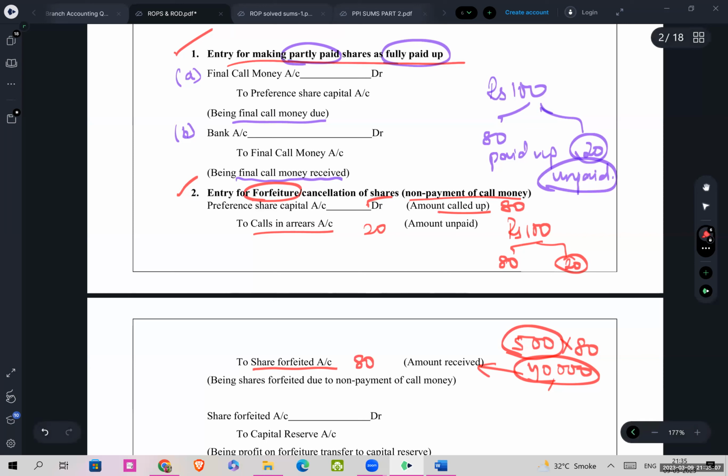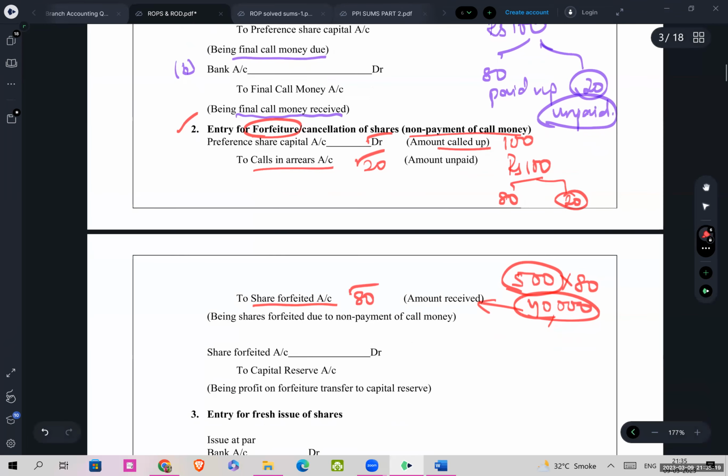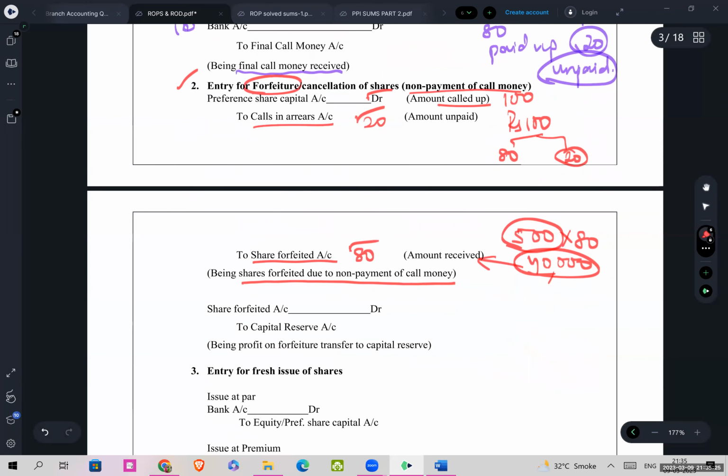80 rupees यहाँ मिला है. Called up money, 100 rupees. वो तो दिए नहीं मैंने, उसमें से सिर्फ मैंने 80 दिए, 20 नहीं दिए. Okay, तो CIA, calls in arrears account debit. Okay, so this is with respect to share forfeiture due to non-payment of call money. So share forfeiture account debit to capital reserve.